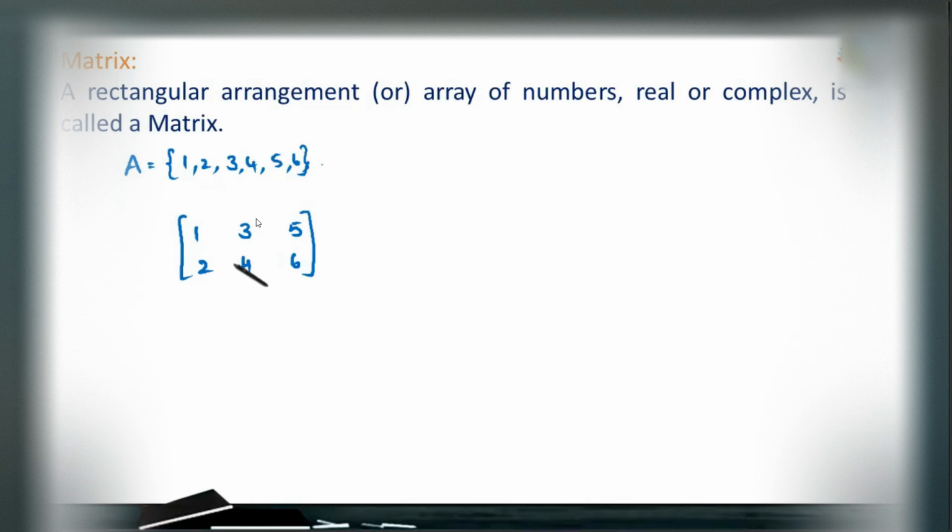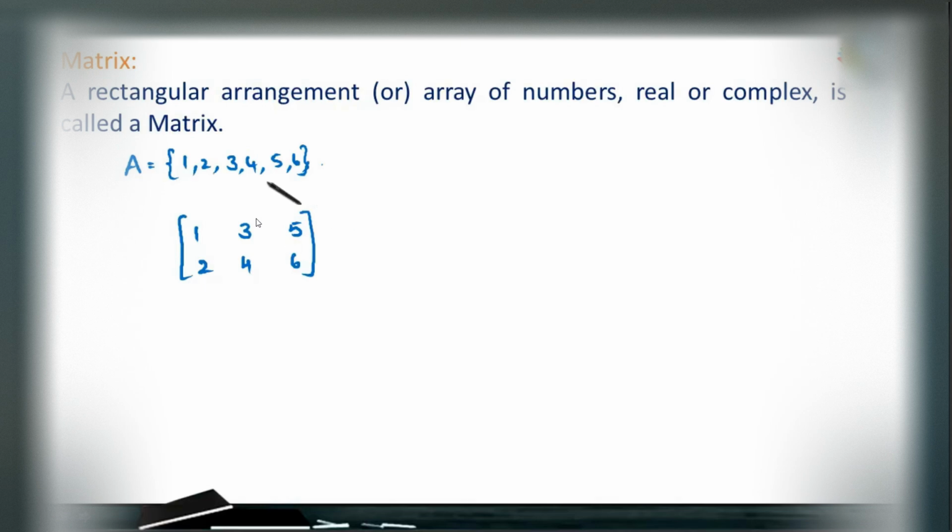Now, what is the main difference that you observe between a set and a matrix? First, in a matrix, the position of the element is also fixed. Which row and which column it belongs to is fixed in a matrix. But in a simple collection, a set, the order of the elements is immaterial.